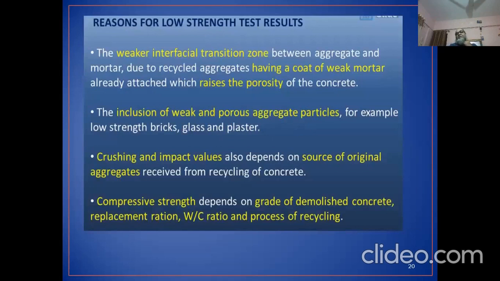Now, why do we have a low strength? That's the weaker interfacial transition zone between aggregate and mortar, due to recycled aggregate having a coat of weak mortar already attached, which raises the porosity of the concrete. Also the inclusion of weak and porous aggregate, for example, low strength bricks, glass, and plaster. Crushing and impact values also depend on the source from which the aggregate is recycled. And last but not least, compressive strength depends on the grade of the demolished concrete, replacement ratio, water cement ratio, and the process of the recycling.